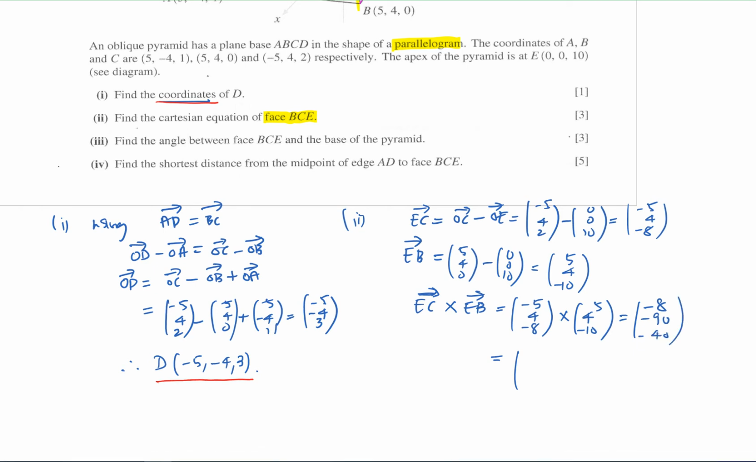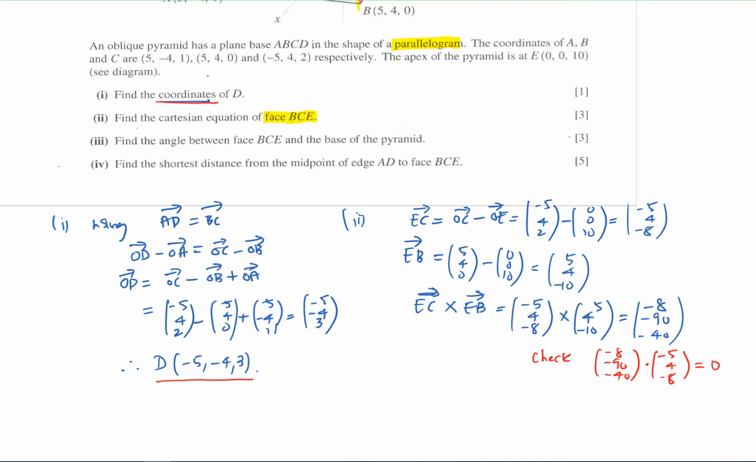Now, one thing I want you to know: always check. Let me use negative 8, negative 90, and negative 40. If I dot with any of the vectors, negative 5, 4, negative 8, you will realize you will get 40 plus 360 plus 320. Oh, it is 0. So therefore, my cross product is correct. Always remember to check, because there's no point if your cross product is wrong, then everything will be wrong. So there's an easy way of checking it. You dot your answer with any of the two vectors used to do the cross product, because the normal is always going to be perpendicular to each of the vectors.